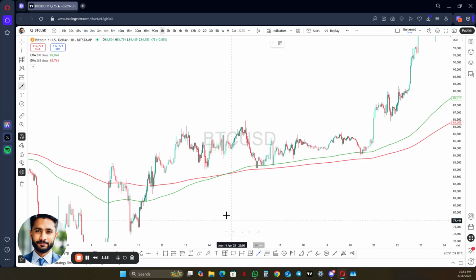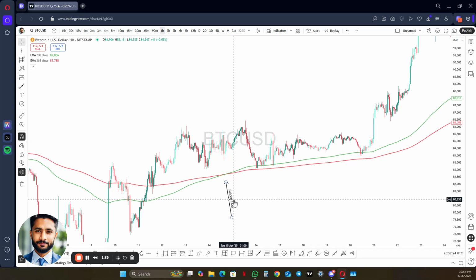So this trading strategy involves very basic and very specific market conditions. First condition is we need to have a golden cross. What is a golden cross? Golden cross is when EMA 200 will cross upward towards the EMA 365. Now, why is this condition very important? Because this event signals a significant shift in the market momentum from bearish to bullish.